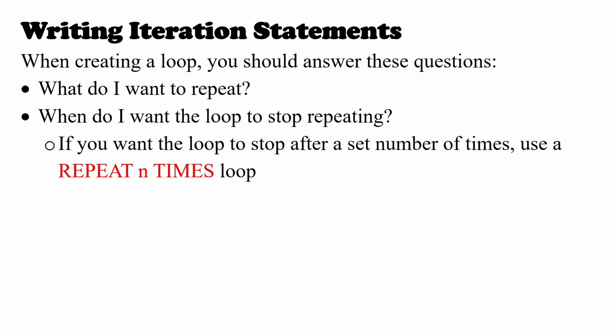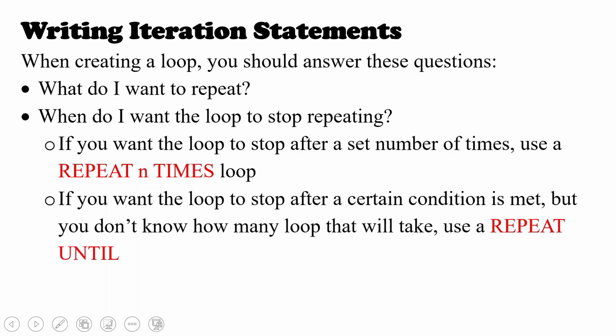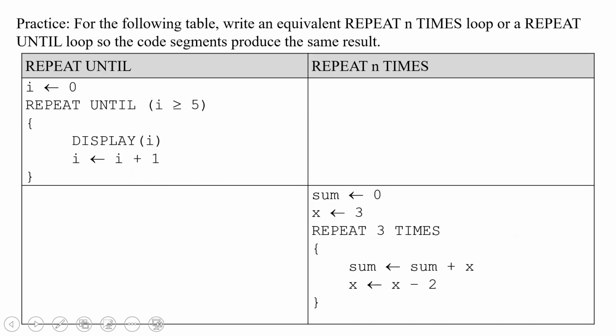So this would be if you need the loop to stop after 5 times. Like I want to run this code segment 5 times. That's it. I already know. Then a repeat n times loop will be good. If you want the loop to stop after a certain condition is met, but you don't know how many loops that will take, we use a repeat until loop. So if there's something unpredictable in your program that maybe depends on user input, we would use a repeat until loop to get that done.